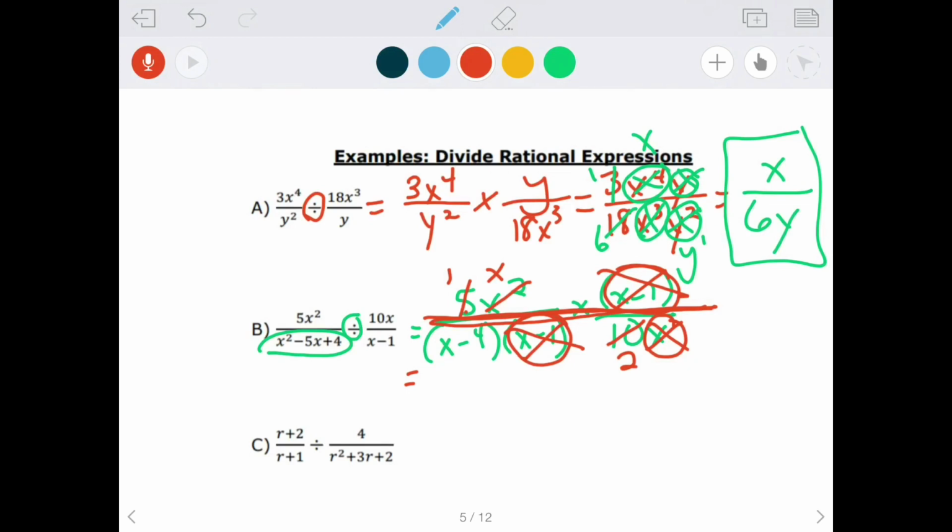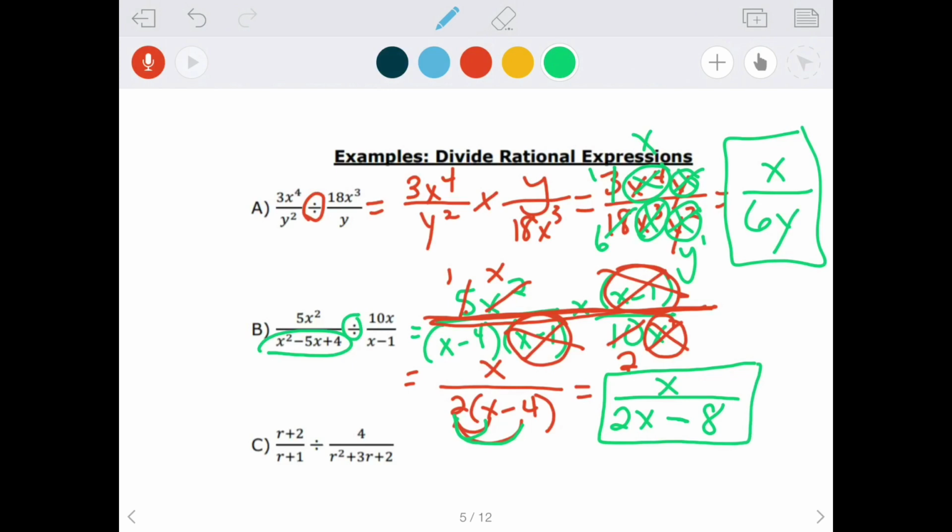So what's left in my numerator is an x, and what's left in my denominator is a 2 and an x minus 4. And finally, we have to distribute this, so my final answer will be x in the numerator. 2 times x is 2x. And 2 times negative 4 is negative 8. So my final answer is x over 2x minus 8.